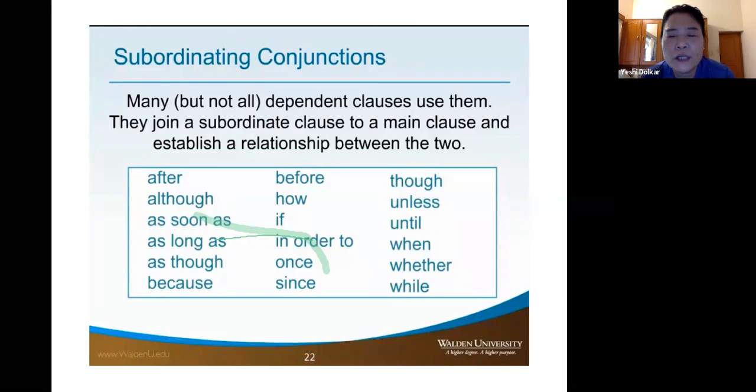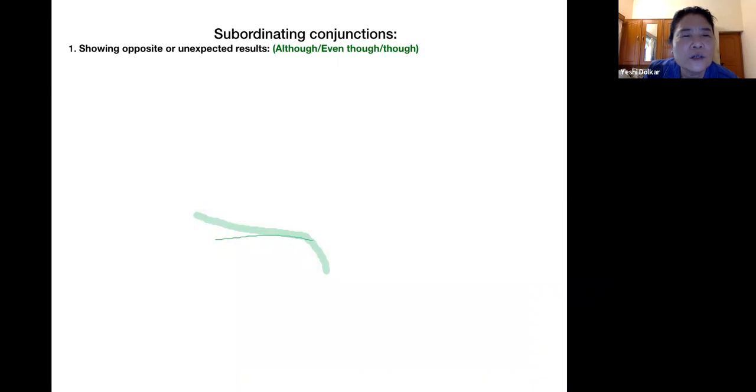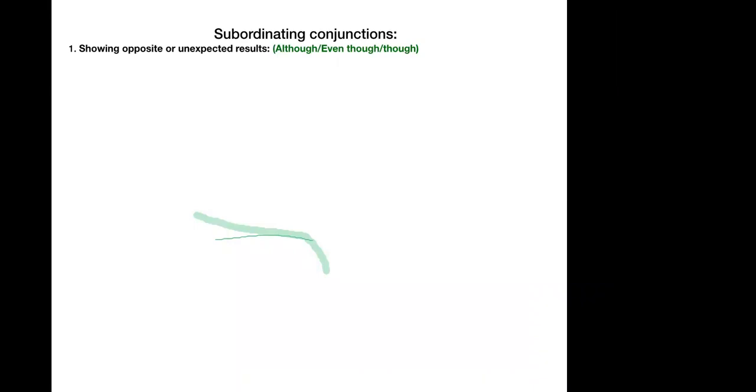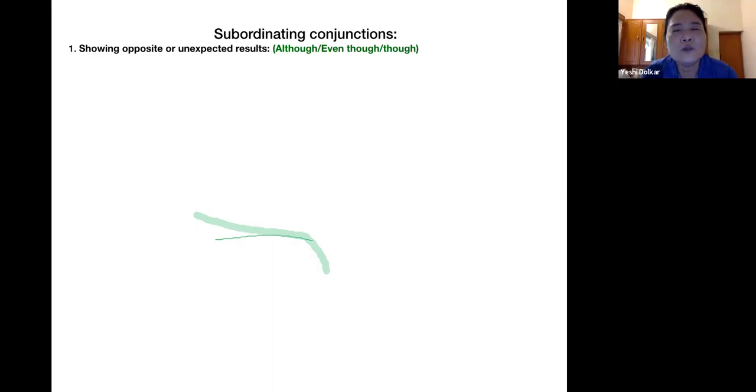Okay. Complex sentence. Do you understand? Okay. All right. Now let's look at some examples. Subordinating conjunctions. Okay. Now, although, even though, we show an opposite result. All right. Independent clause, the dependent clause opposite. Although, even though, showing opposite or unexpected results.